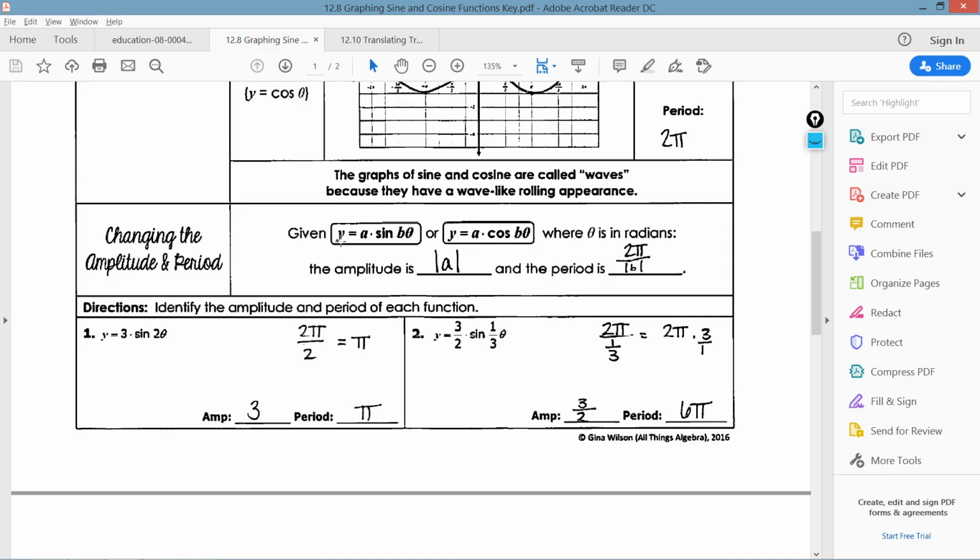So what do I have? What's different here? I have an A here, and I have a B here. And I want you to have an intuitive understanding of what these do. Amplitude is caused by A. Period is caused by B. I think the period's a little more difficult to understand, so I'm going to talk about amplitude first instead.